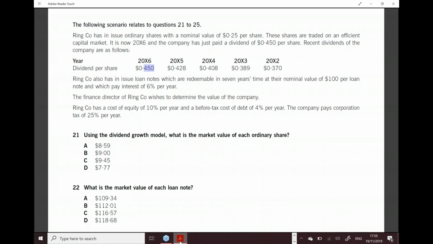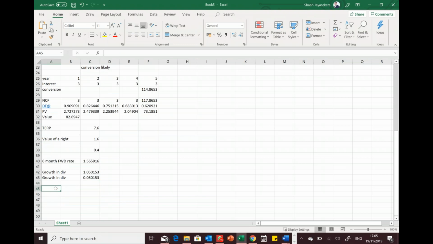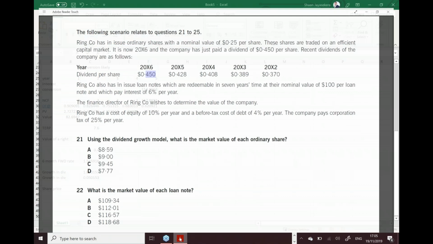0.45 divided by 0.37, which is about 5%. So G will be basically this minus 1. So it's about 5%. So then the share price I can work out as D naught, today's share. Do I know the value? Yes. Today's dividend is 0.45.